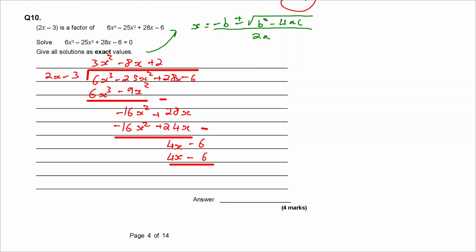But actually, right, I can give one solution already because 2x minus 3 is a factor. So if this is a factor, to make it really clear, this is going to be equal to 0. That's one of the factors, so I can solve this. So 2x minus 3 is 0. Add the 3, divide by 2. x is going to be equal to 3 over 2. That's one of the solutions, 3 over 2.